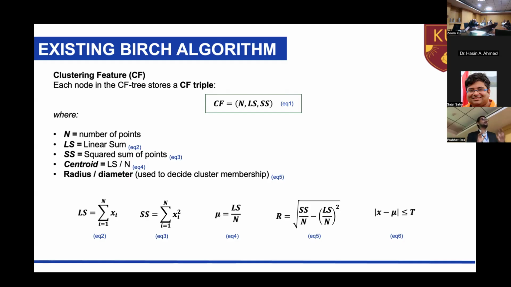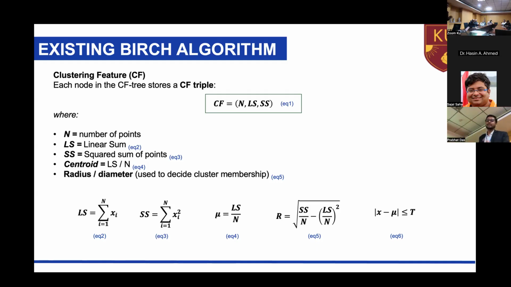The value that we get from the linear sum divided by n is going to give us the centroid. Radius, square root of SS by n minus LS by n whole square. And last, we have this condition based on which we check the data point: X is subtracted from the centroid, and if the value that comes out is less than the threshold, we ingest it into the cluster, or we exclude it and put it in a new cluster.